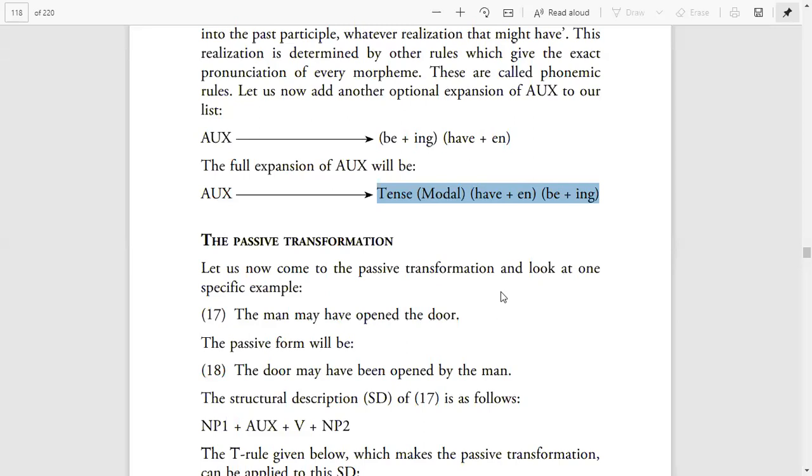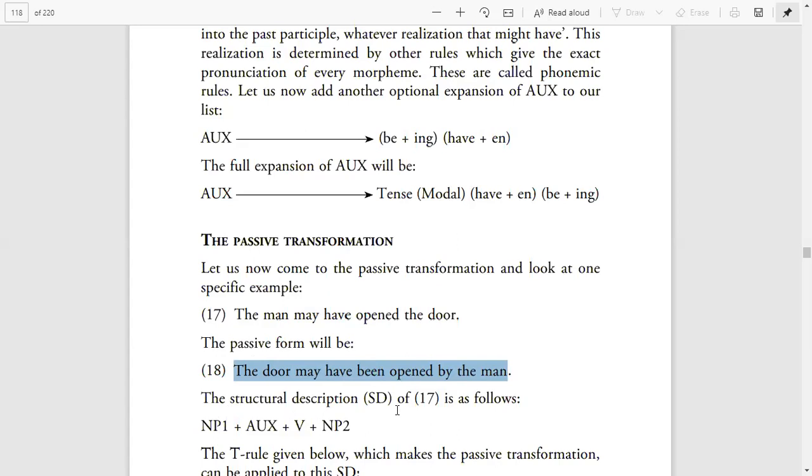Let us now come to the passive transformation and look at one specific example. So here is an example which shows the passive transformation. First of all, we will discuss the kernel sentence, or you can say the sentence at the deep level, and then we will see how the sentence can be transformed into a surface level or complex level as well. This is the sentence: The man may have opened the door. This is the simple sentence. Then we are changing it into passive form. This is the passive form: The door may have been opened by the man.